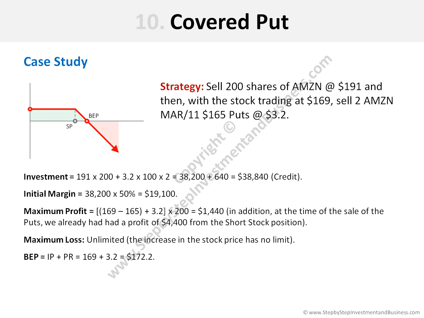On the other hand, the maximum loss that we are exposed to is unlimited, because the increase in the stock price has no limit. The break-even point is equal to the stock price at trade initiation plus the premium received. In our case, $169 plus 3.2, which is equal to $172.2.